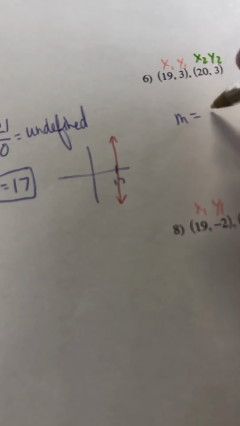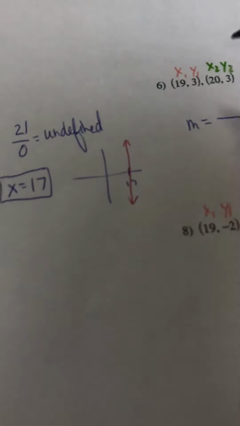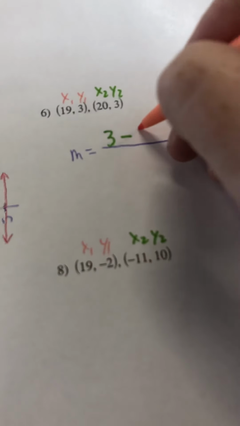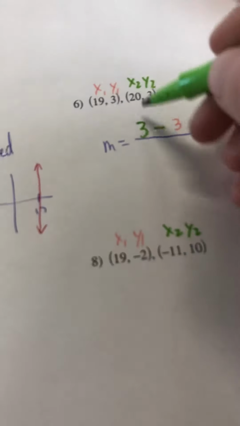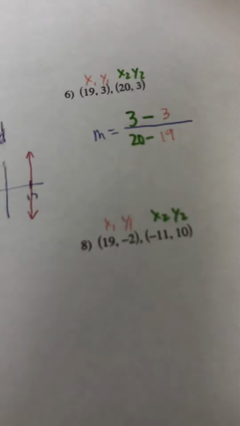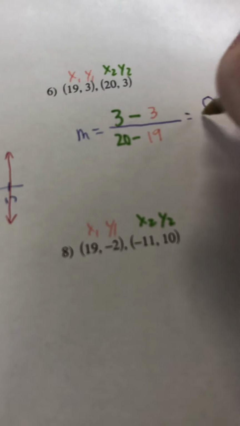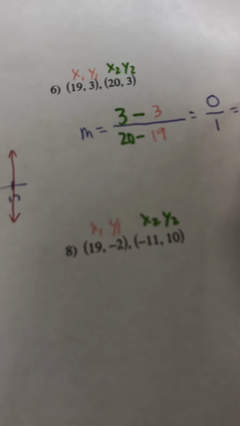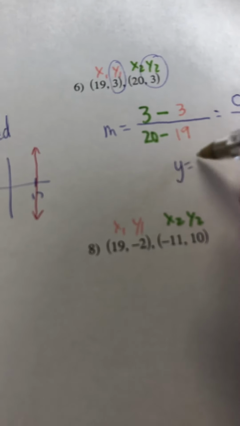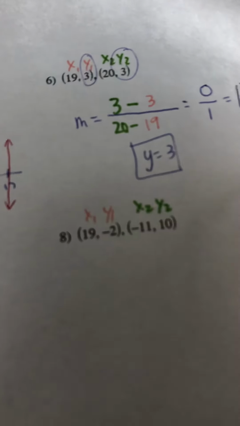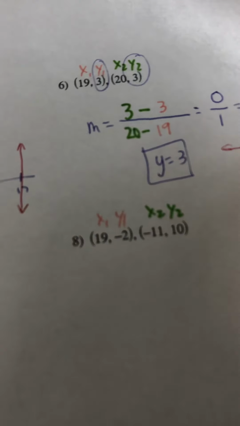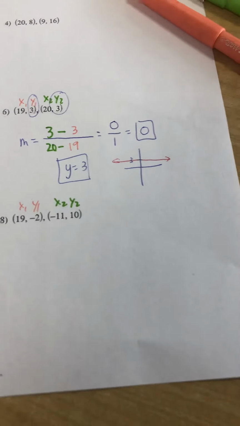Okay, looking at the next one though, this is all you had to do. My y2 is 3 minus 3, and my x2 is 20 minus 19. And so 3 minus 3 is 0 over 1, which would just be 0. So once again, my y's are both the same, so my equation would be y equals 3. And so on the y-axis, up here at 3, it would be horizontal. We'll talk about that more later.